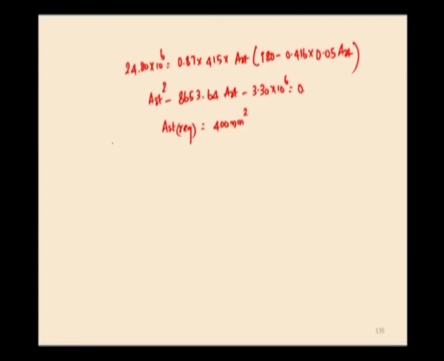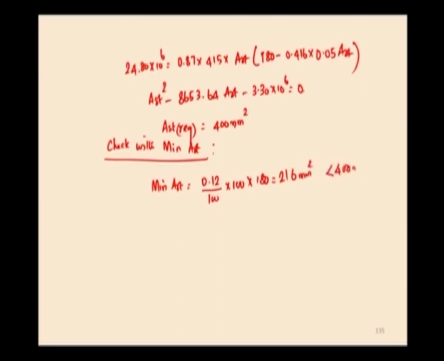Now, we need to check this with the minimum AST, that is most important. So, minimum AST as per IS 456 is 0.12 percentage of gross area of concrete, that is 216 millimeter square, which is less than 400 millimeter square. Now, adopt AST required along x direction is 400 millimeter square.